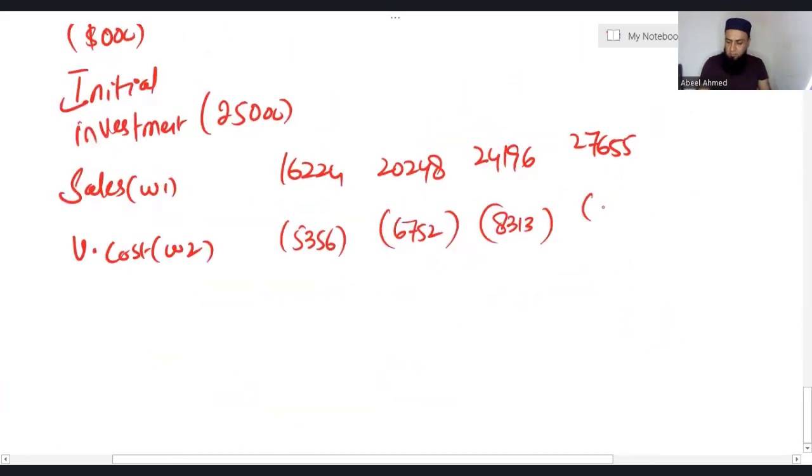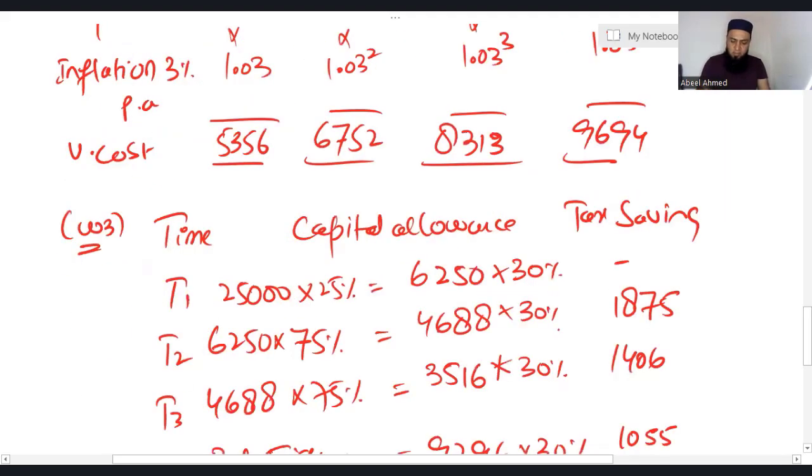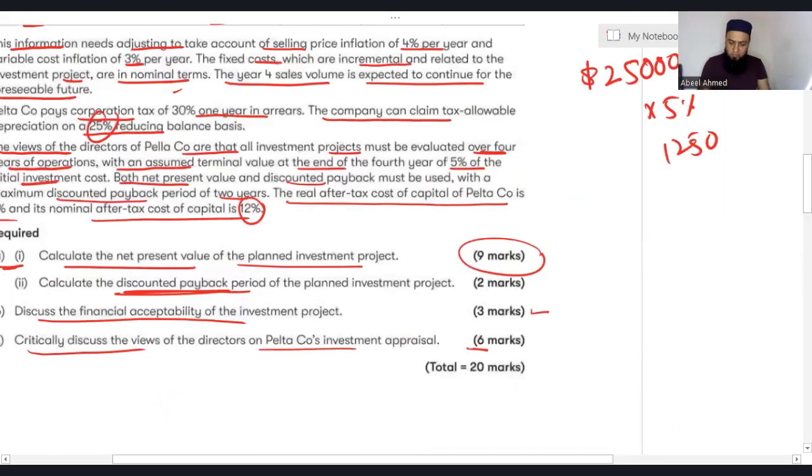9694. Let us deduct the fixed cost. Incremental fixed cost, additional fixed cost is always relevant. And the fixed cost is already in nominal terms, means fixed cost is already with inflation. It is mentioned in the question. Let's take the fixed cost from the question.